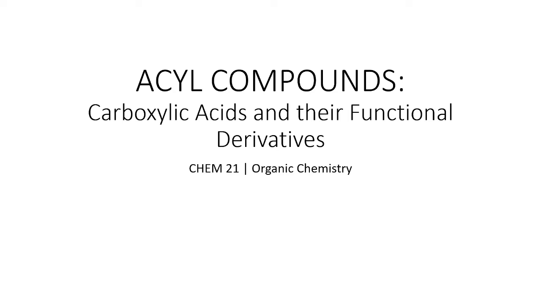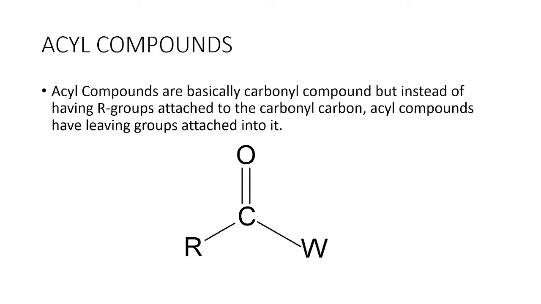And para hindi na kayo malito kung ano ba yung pinagsasabi ko, acyl compounds are basically carbonyl compounds, but instead of having R groups attached to the carbonyl carbon, one side of the carbonyl carbon, acyl compounds have leaving groups attached to it. By leaving groups, it can be different leaving groups such as hydroxides. It can be other carboxyls. It can be a halide or a halogen. It can be alkoxide, or what we call ester bonds, and also we can have amines that are attached to it.